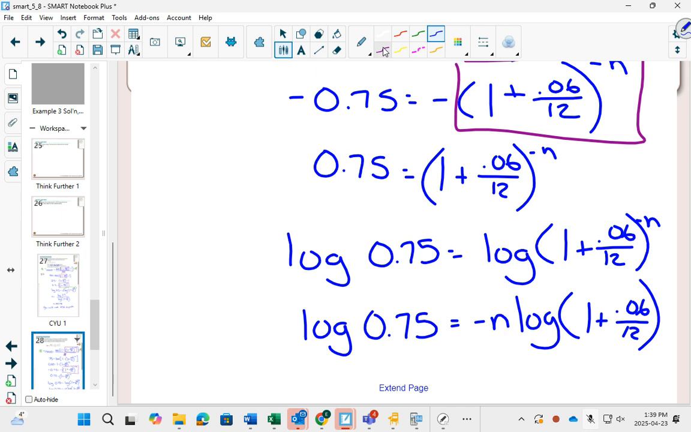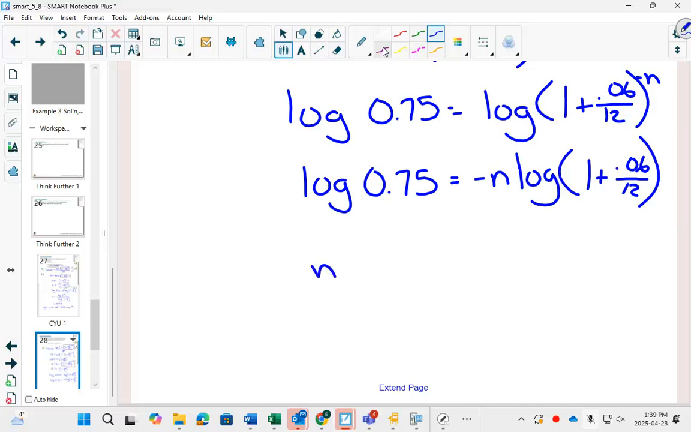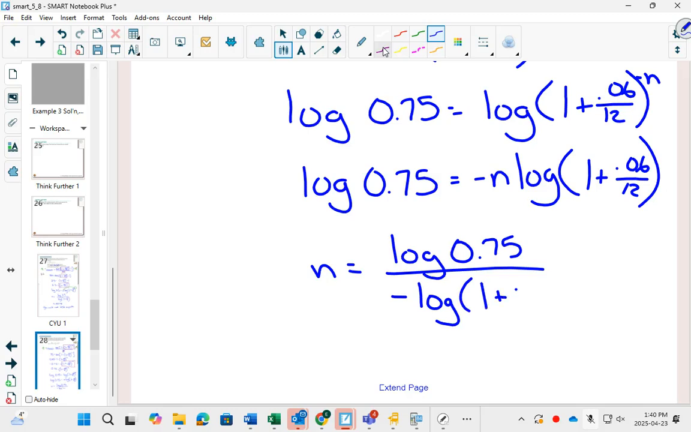And now I just want to get n by itself. Well, I can get n by itself by taking the log of 0.75 and dividing by the negative n log, right? So I divide by the negative n log. And I take out my calculator and see what n will be.